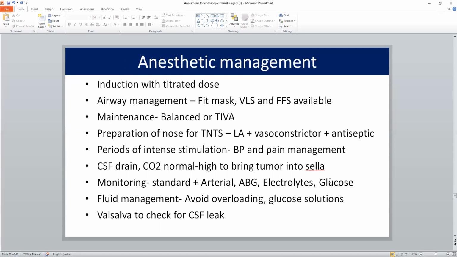Preparation of the nose is most important. You have to use local anesthetic plus vasoconstrictors, phenylephrine or adrenaline or xylometazoline drops, and then also prepare using antiseptic solution, betadine, so that the infection chances are less.